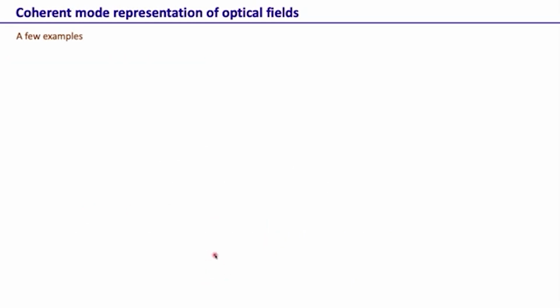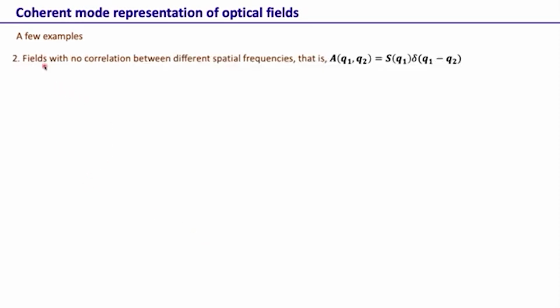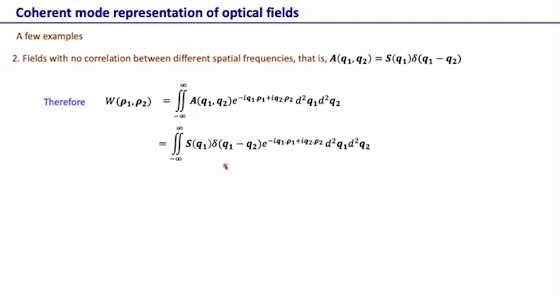Let's look at another example. Again, I will just repeat myself here. In the context of spatial correlation, we looked at fields with no correlation between different spatial frequencies. That is, the angular correlation function A(q1, q2) is of this form, S(q1) delta(q1 minus q2), and for this we can write the cross-spectral density function between rho1 and rho2 in this form. Well, that's the generalized Wiener-Khinchin theorem. So if for A(q1, q2) we substitute this form and integrate over q2, we just replace q1 by q, and we have this.